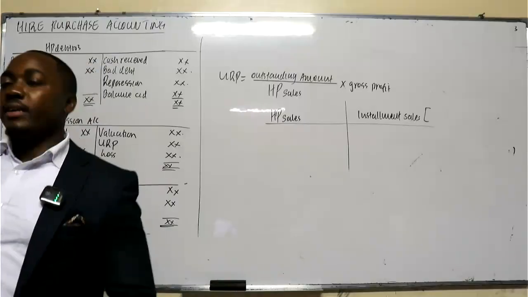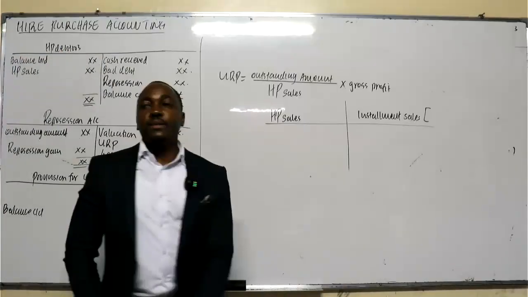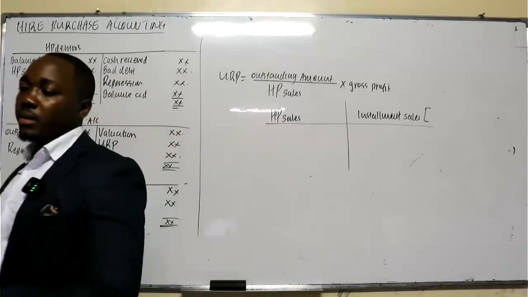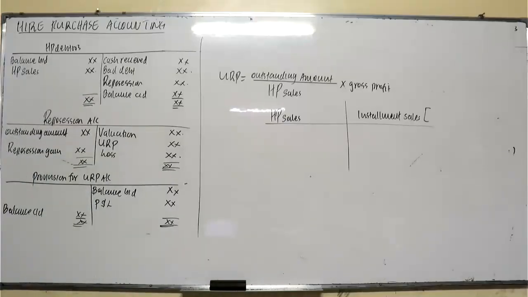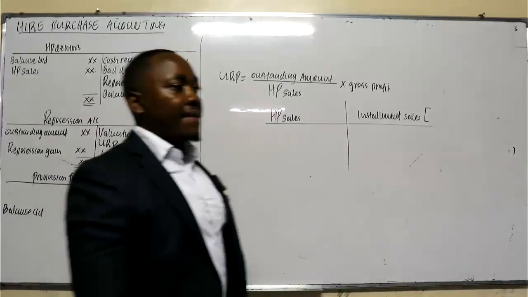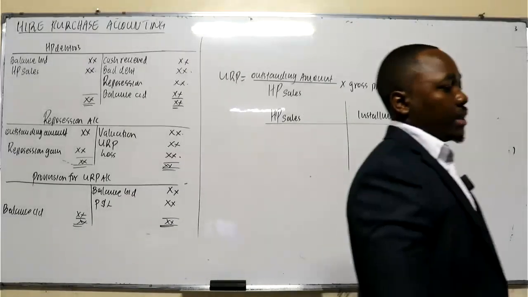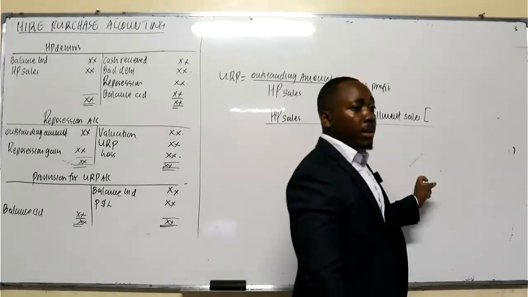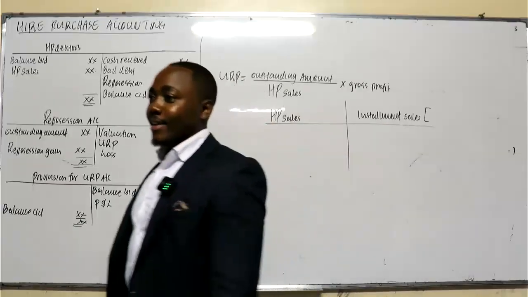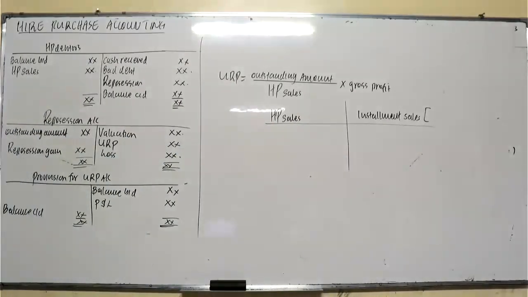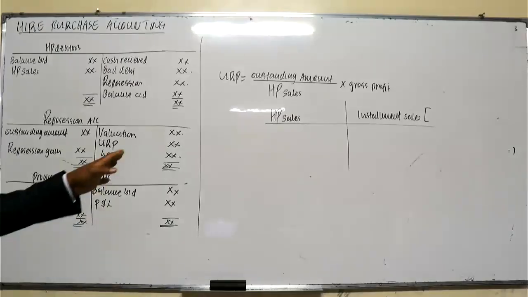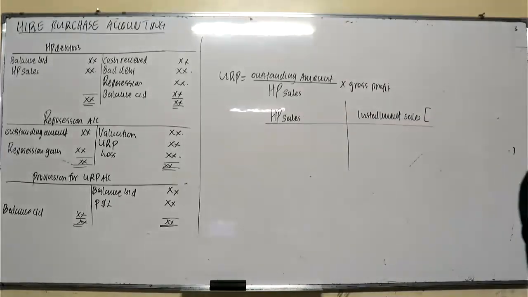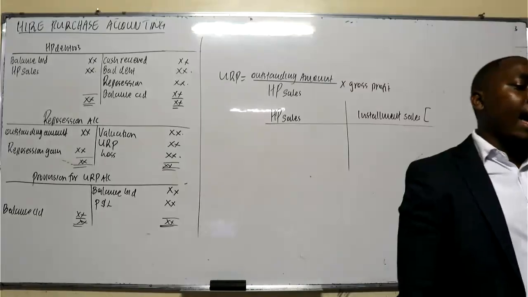Is there another difference? Yes. In hire purchase, installment payments are fixed. That means if you agree that you'll be paying 10,000 every month, it is the same. What about lipa mdogo mdogo? If you get 200, that's what you pay. If you get 1,000, that's what you pay. So you see that installments are flexible.